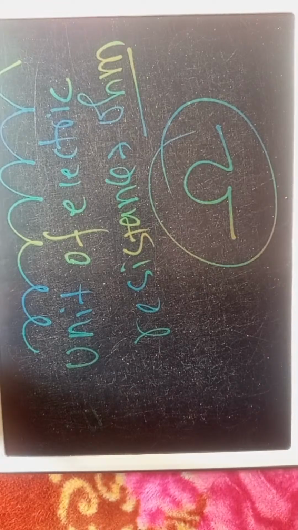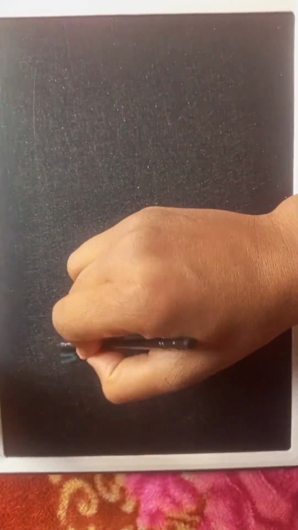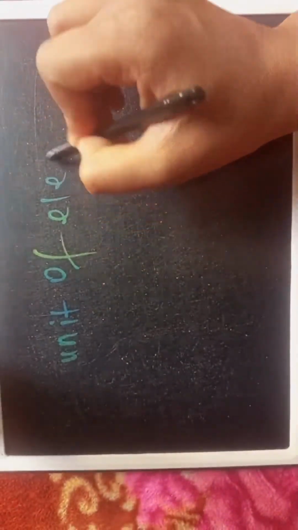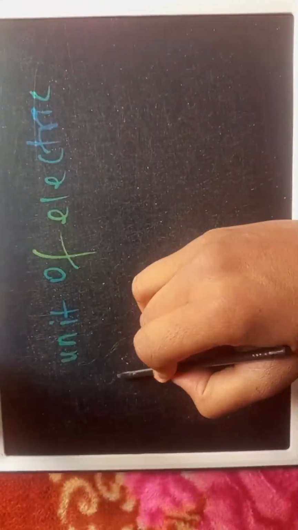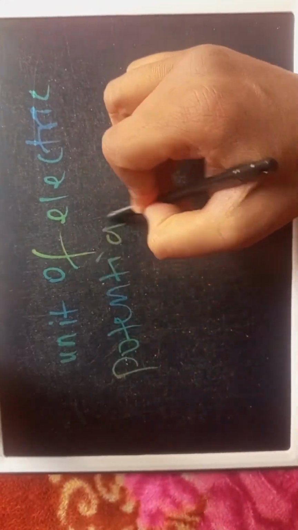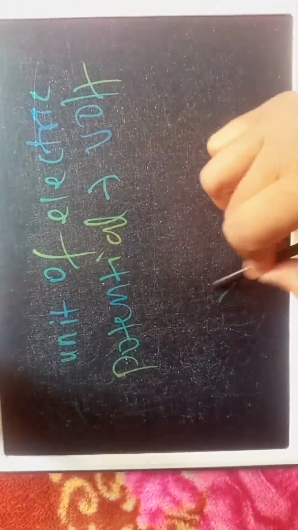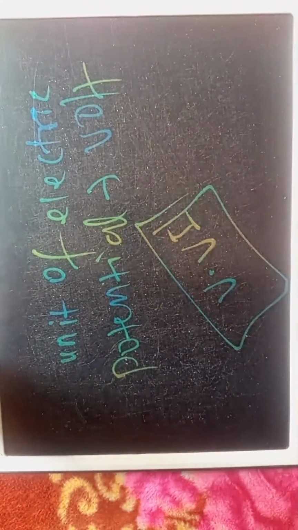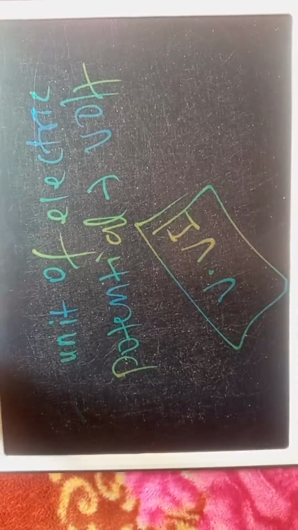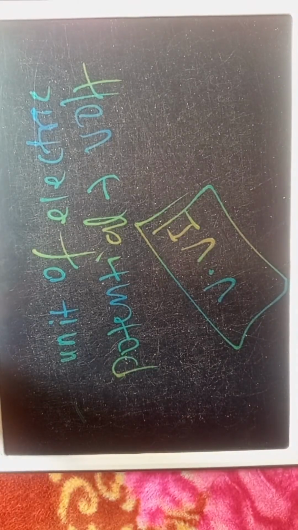You have to read this formula also. Then I will give another: unit of electric potential. Write down in your copy and study all formulas. Unit of electric potential is volt. This is also a must.